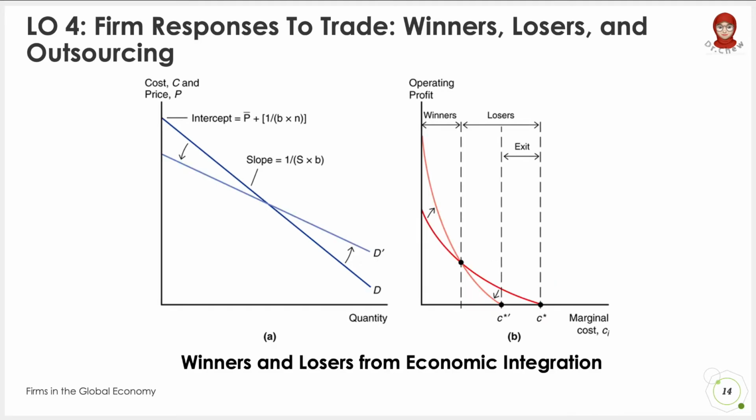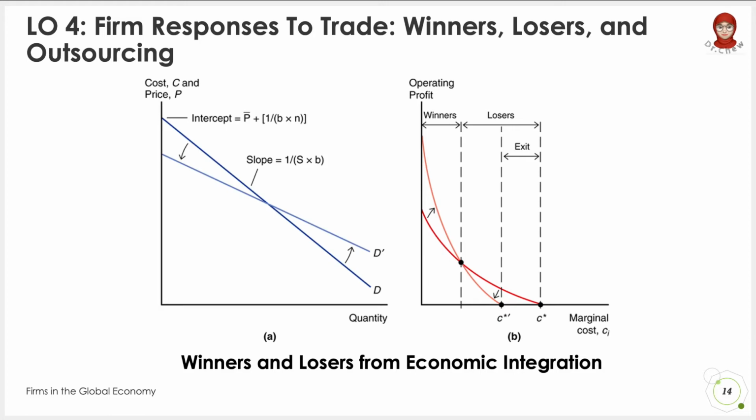Now, let's see the winners and losers from economic integration. These two figures illustrate how increased market size generates both winners and losers among firms in an industry. The low-cost firms thrive and increase their profit and market share, whereas the high-cost firms contract and the highest-cost firms have to exit and leave the industry.